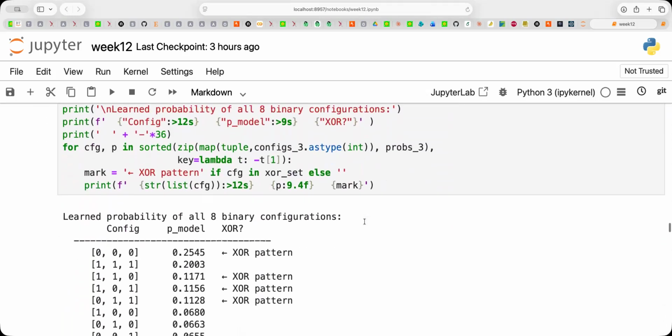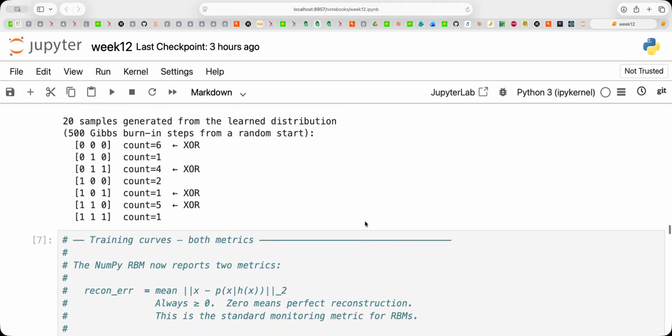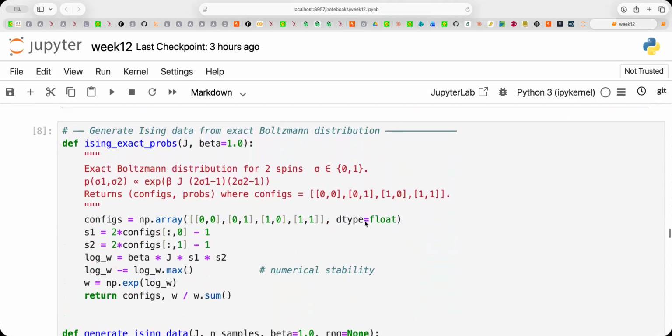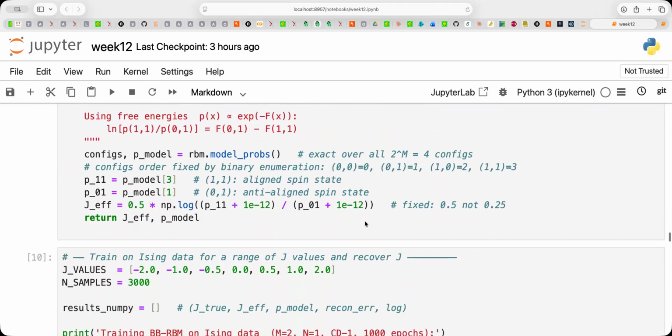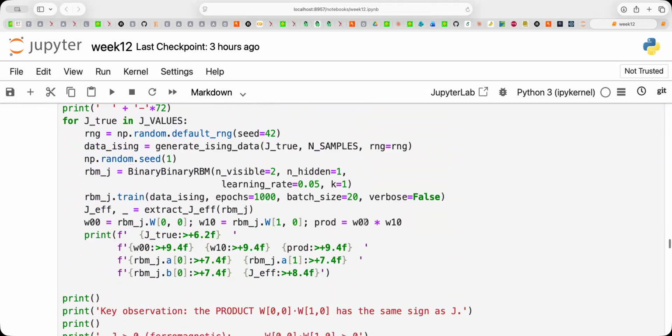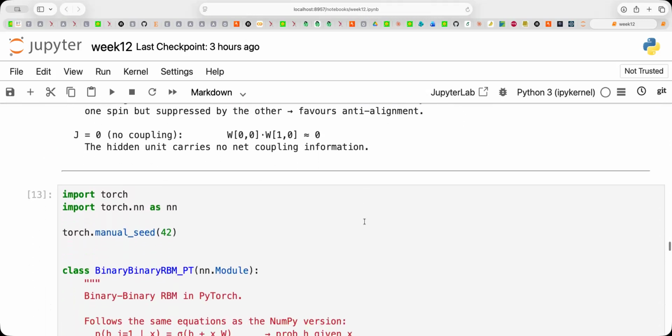I did the same thing. So I'm going to skip this Ising model case, because that's more for the people who are interested in the Ising model, but that can be seen. But I have an example where I actually do the same thing using PyTorch.